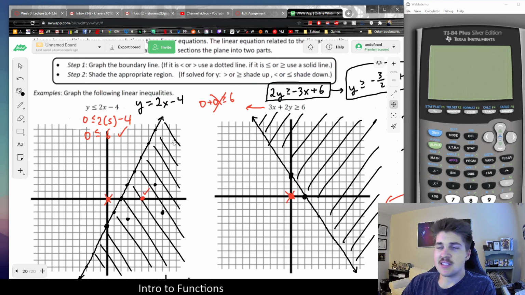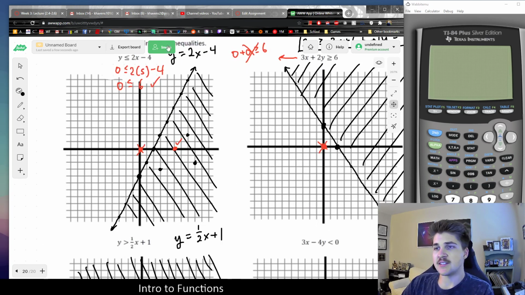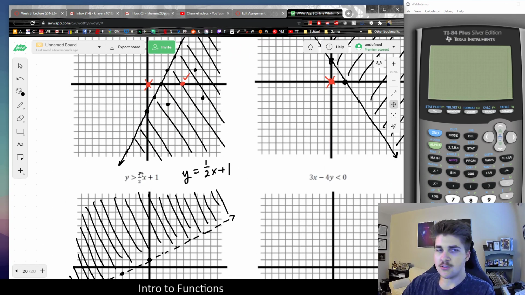And really, an easy thing to remember is that if your inequality includes equal and you're trying to graph it, just use a solid line. If it does not include equality, just use a dotted line. Otherwise, they're exactly the same type of problem.